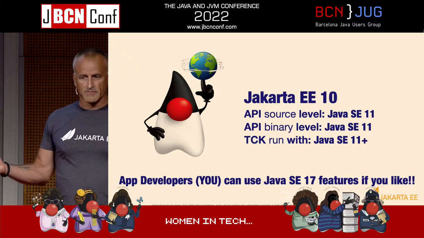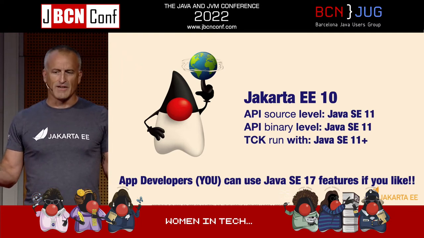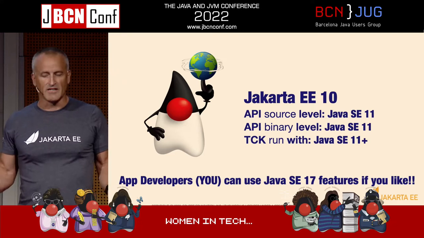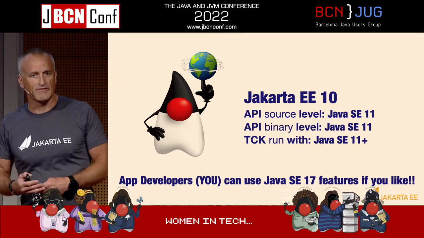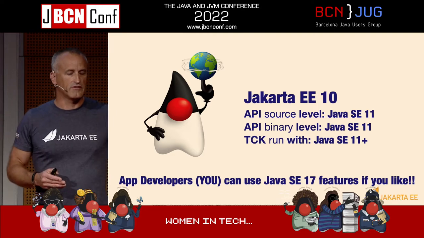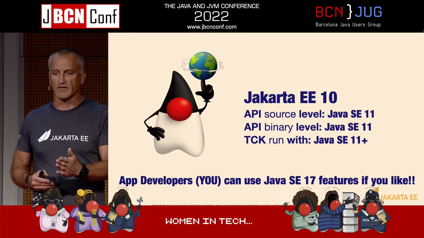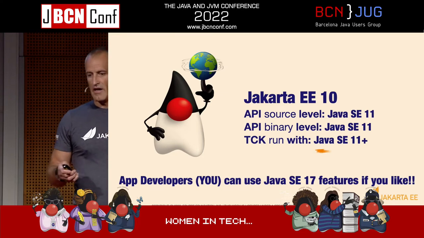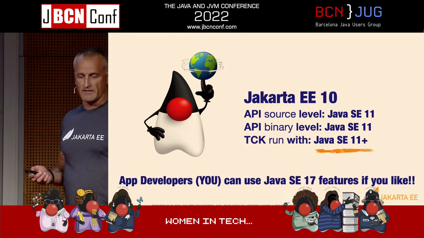If we're honest, between 11 and 17, there aren't that many changes that are actually something that we would use in the APIs anyway, so it's perfectly fine to compile into 11. And that means you don't have to go further than 11 if you want to use 10. But the important thing is we are testing it for 11 and 17.